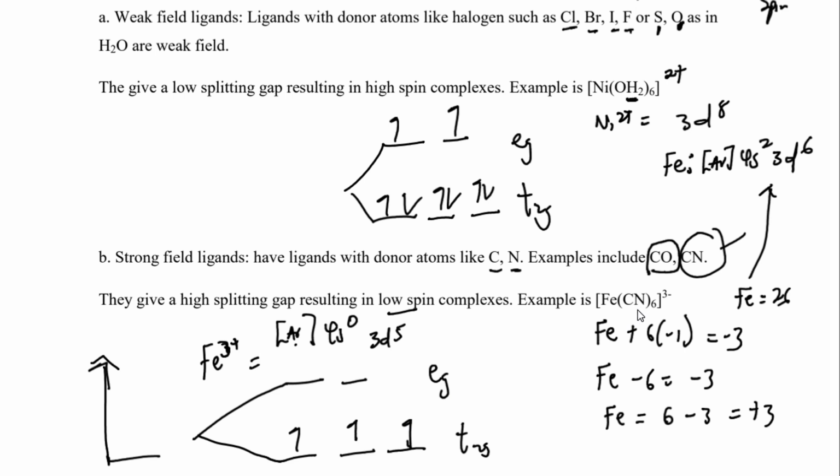Now take note, because this is CN, it's a strong field ligand, so the distance here is large. We have to fill the t2g first before coming up here, so we have 3, 4, and 5. This is the arrangement of electrons.